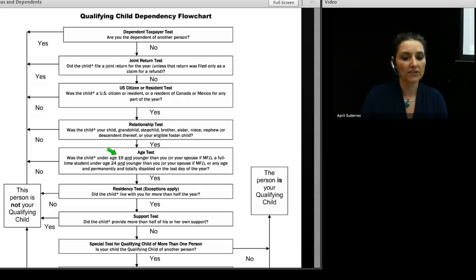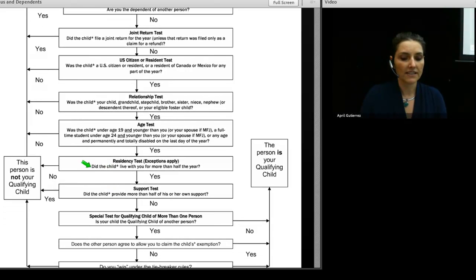Was the child under age 19 and younger than you or your spouse if filing jointly, a full-time student under age 24 and younger than you or your spouse if filing jointly, or any age and permanently and totally disabled on the last day of the year? The answer must be yes. And if it is, we move on to the residency test. Did the child live with you for more than half the year?